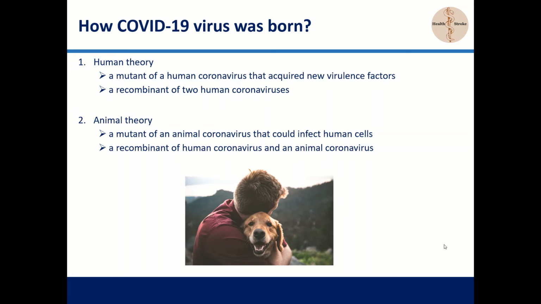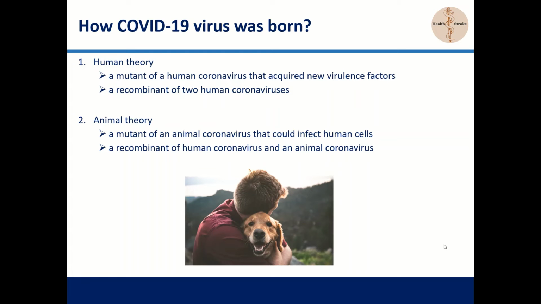The other theory is because coronaviruses are common in animals, maybe a mutation in an animal coronavirus allowed it to infect human cells, causing this new infection. Or there was a co-infection of either an animal or a human being from a combined animal and human coronavirus, which led to this new coronavirus.